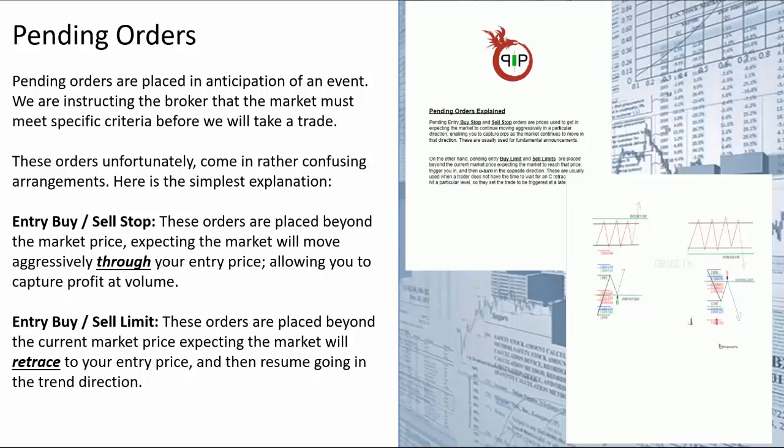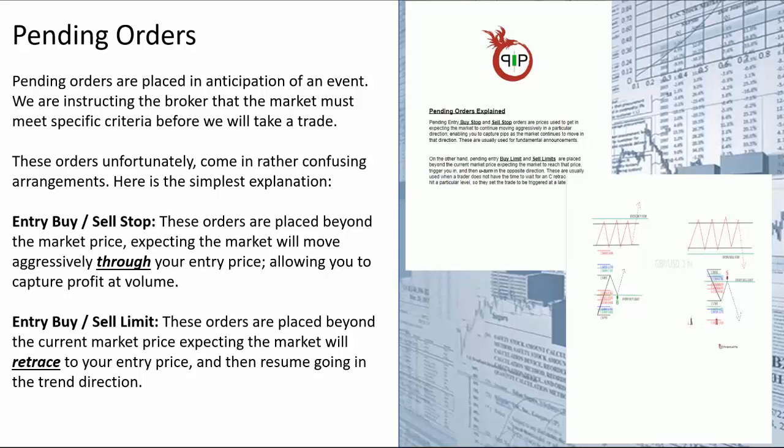We are expecting the market to break out of a range, and so we set entries beyond that range to be triggered in. If the market blasts out of that range aggressively to the north or to the south, we're setting entry orders at the borders of this range to be triggered in that direction. We'll talk about that in more detail in a moment.